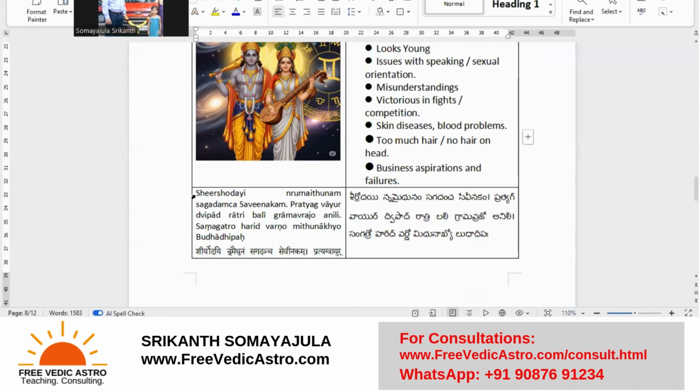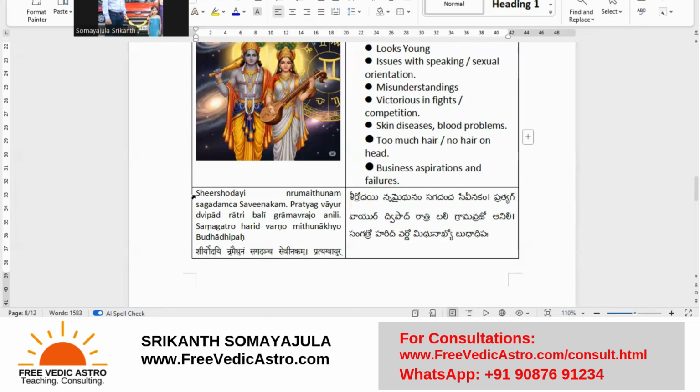Nirmaithunam, right? Wherever Mercury appears, wherever Buddha-ruled houses appear, Gemini and Virgo, these will always talk about Maithunam. Maithunam means the process of having sexual intercourse, right? Nr-Maithunam, that means two people are having sexual intercourse, right? And also it shows it's a Sirshodagi, that means the person is extremely intelligent, right? Sagadamcha Savinakam. I have explained all this shloka previously as well.